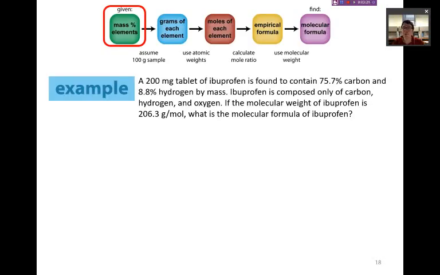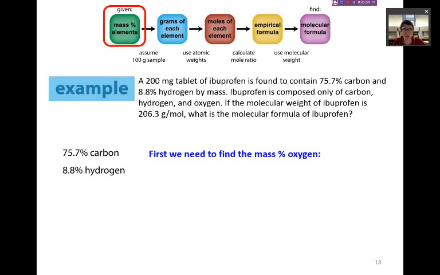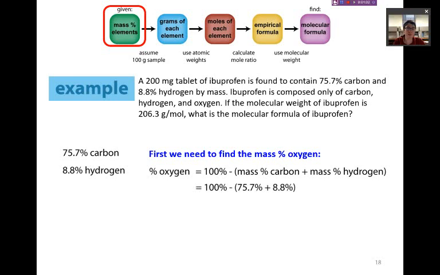Let's say that you have an ibuprofen tablet. It is 75.7% carbon and 8.8% hydrogen by mass, and we're told that it's composed only of carbon, hydrogen, and oxygen. We're given the molecular weight of ibuprofen, and we want to know the molecular formula. Notice that the mass percents of carbon and hydrogen don't add up to 100%. Therefore, the remainder must be the mass percent of oxygen. To find that, we take 100% and subtract the mass percents of the other two elements. That gets us a mass percent of 15.5% oxygen.